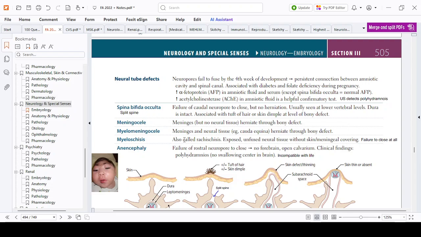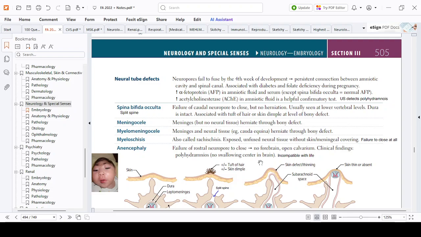Myeloschisis, also called rachischisis, is usually exposed, unfused neural tissue without skin or meningeal covering. It's the dangerous one, and it failed to close at all. So basically the neural tissue is exposed. If you remove the skin and the meninges and only neural tissue is visible, that's myeloschisis. Anencephaly is basically the failure of the rostral neuropore to close, and there will be no forebrain. There will be an open calvarium, and clinical findings including polyhydramnios, with no swallowing center in the brain.